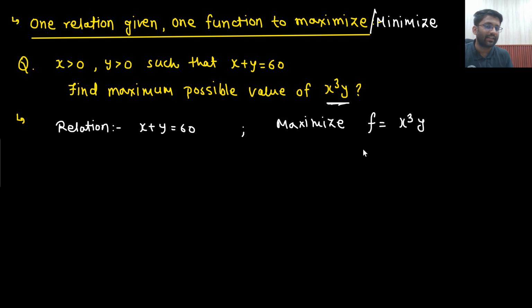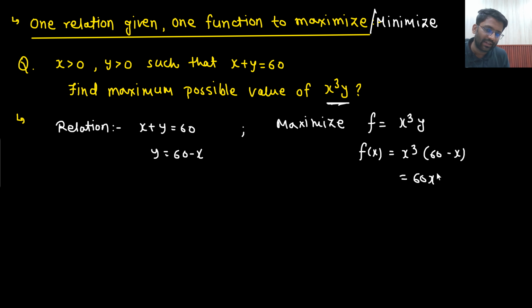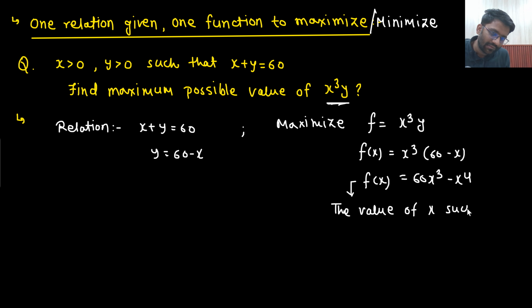Now can I make this function a function of x? Yes sir, you can surely make it, because y is nothing but 60 minus x. So what we can do is put 60 minus x. So this will become 60x cube minus x to the power 4. So this is your f of x. Now I can find the value of x such that f(x) is maximum. Can you find it out?